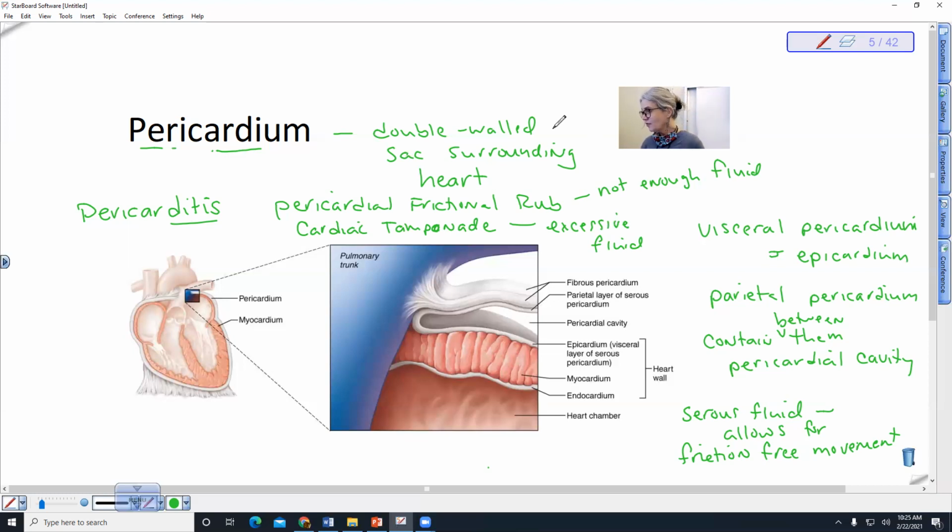For the pericardial frictional rub, they say it sounds like a creaking sound when they listen to the heart, because the heart is rubbing against the serous membranes.